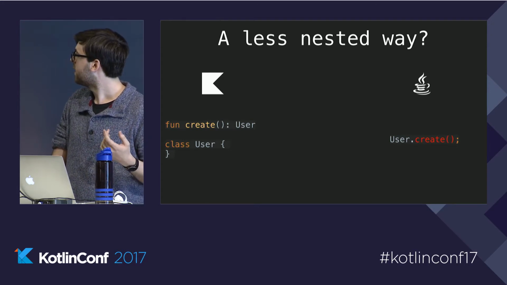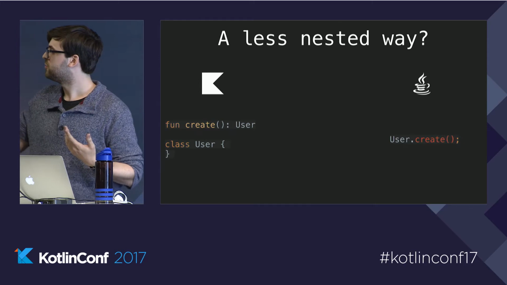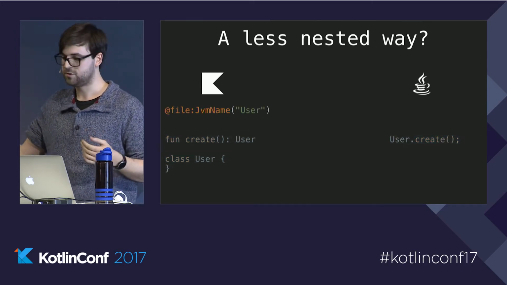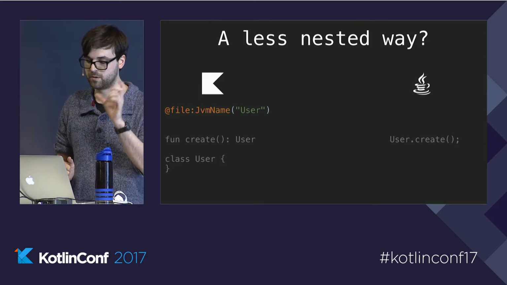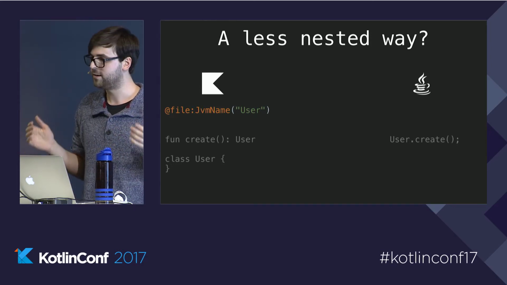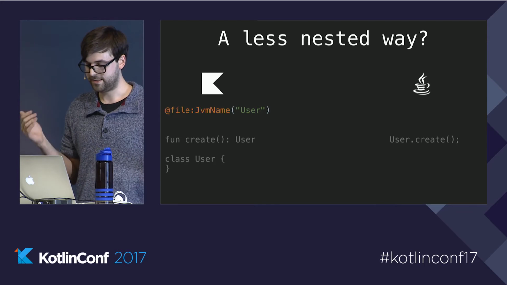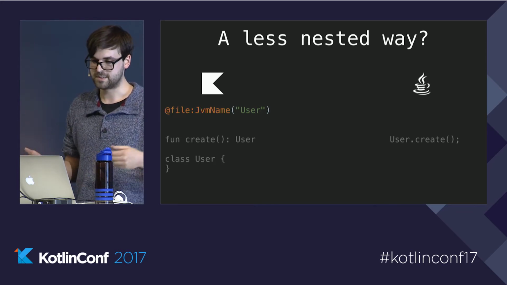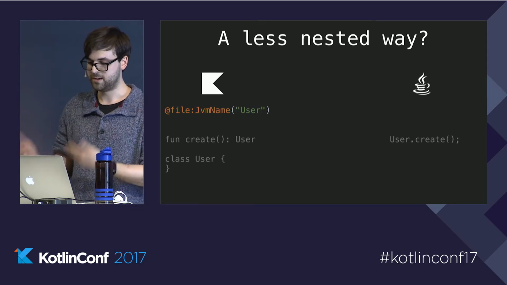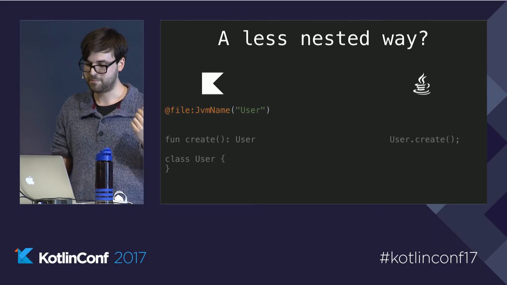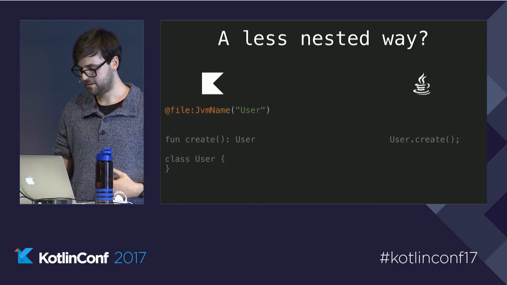Well, you can annotate your Kotlin file with this annotation. You use this file: syntax to say this annotation's not going on whatever's after it, it's going on the file. So we're annotating the whole file with JvmName. And then now this function is a static function for all intents and purposes, right? Java can call into it by saying User.create, and everyone's happy. Your Kotlin looks good, your Java looks good.